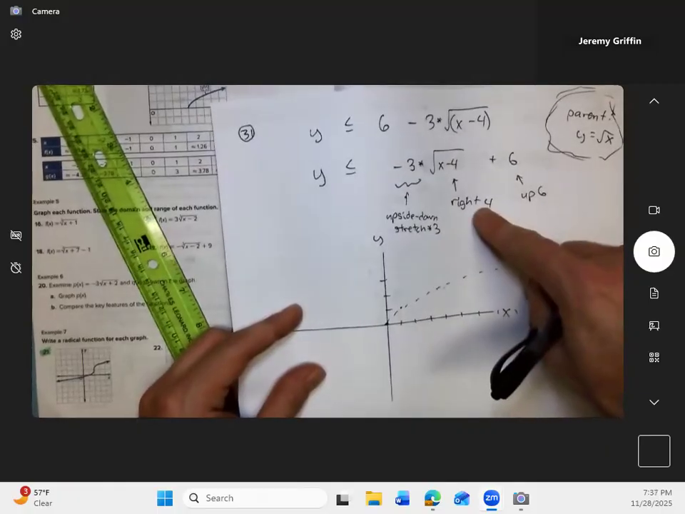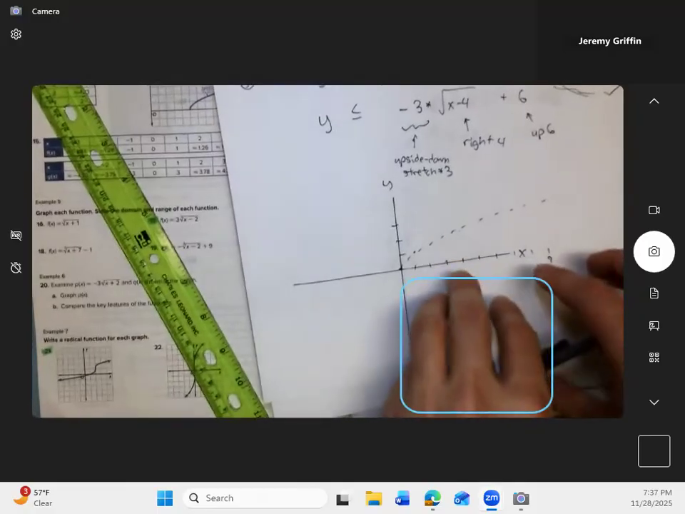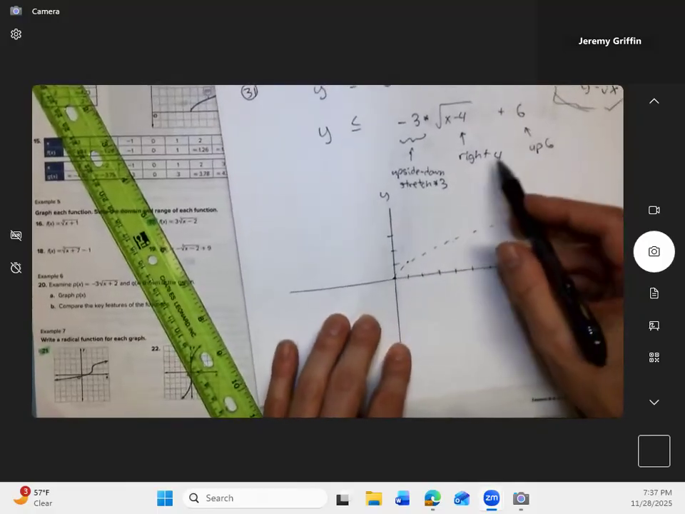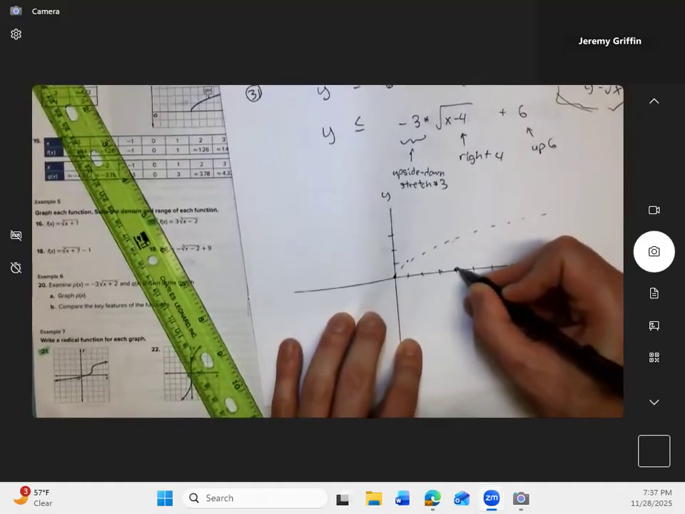Okay, we're going right 4, up 6, and then upside down. So I think it's going to be really big over here. Okay, so right 4, if I just follow the 0, 0 point, 1, 2, 3, 4, there's right 4.